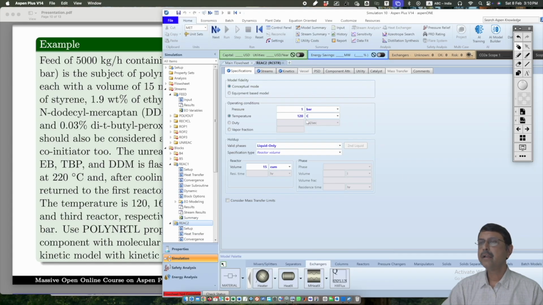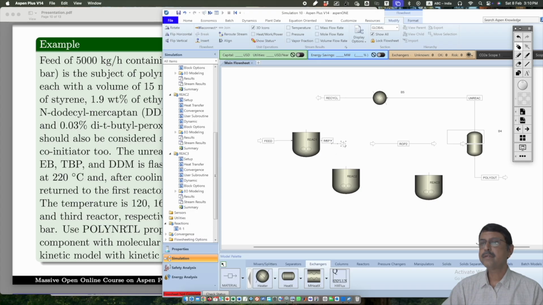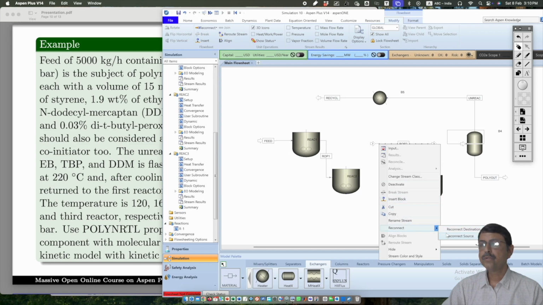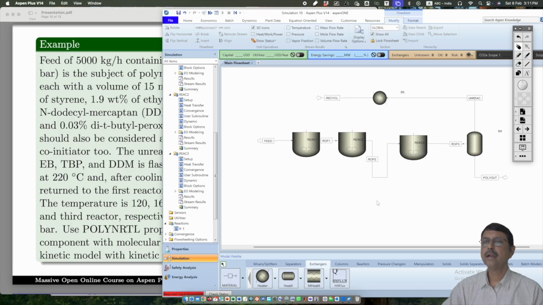So reactor 2 is 160 and reactor 3 is 200. All other options are same. So we just reconnect with this destination. We take its source over here, and then this one we connect to the destination, which is here, and this one we reconnect to source over here. So that way we are okay.